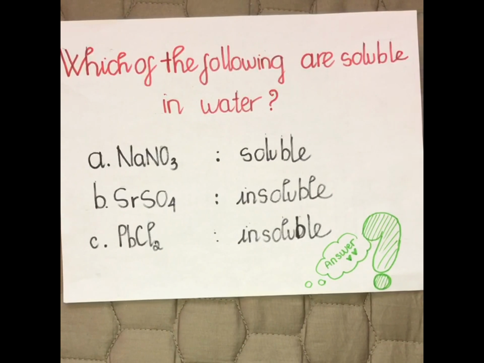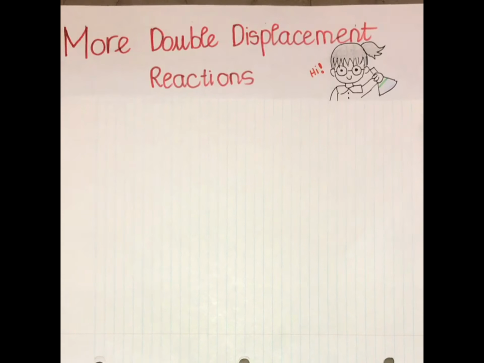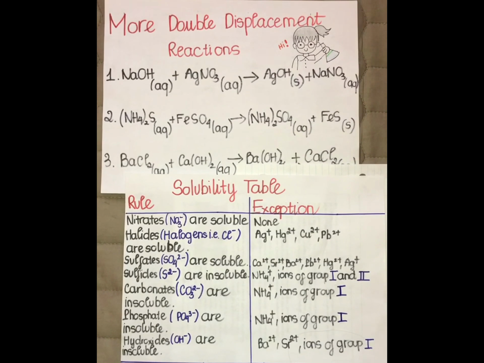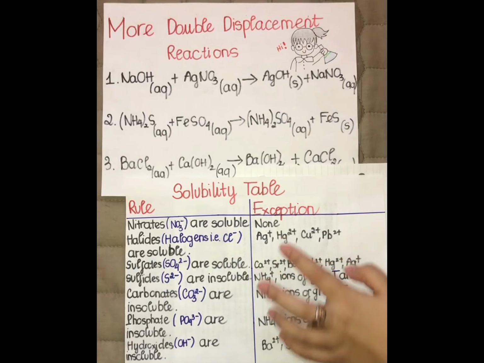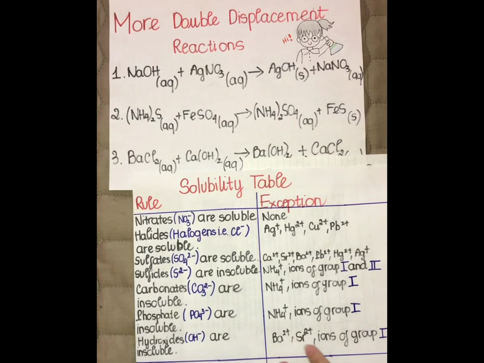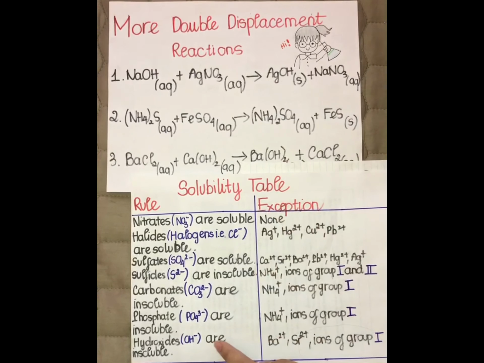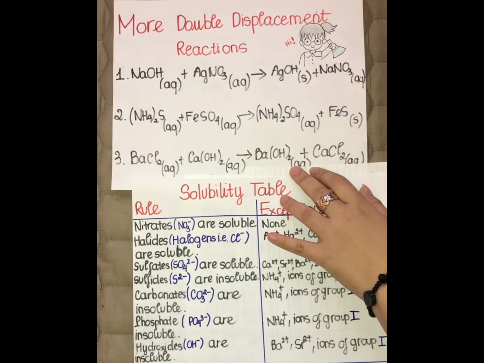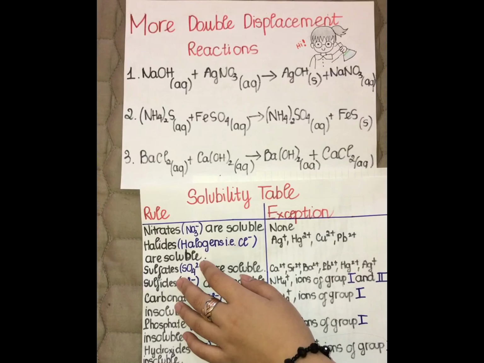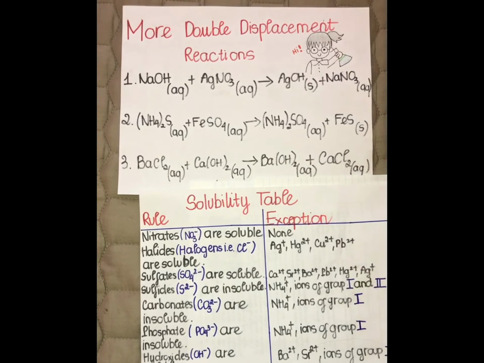Next, I will give you guys some complicated examples for you guys to know better about it. These are some more double displacement reactions. As you guys can see on the solubility table, we have hydroxides are insoluble, exception: Ba, Sr, and ions of group 1. Because we have Ba hydroxide here, we stay at aq here. And for CaCl2, we have halides, halogens are soluble, exception: Ag, Hg, Cu, and Pb, so we stay at aq.